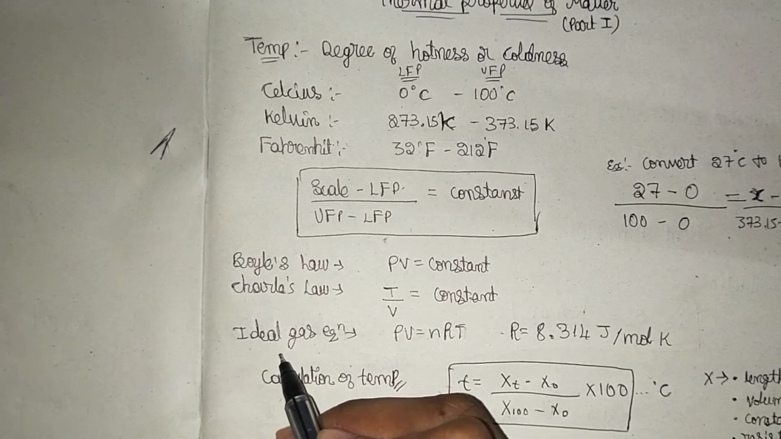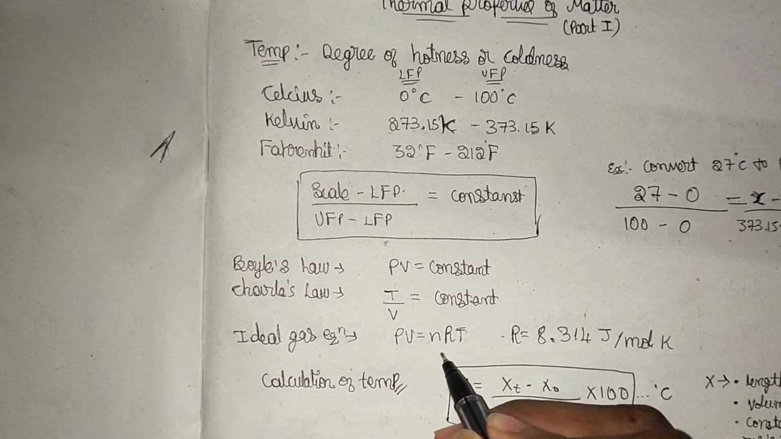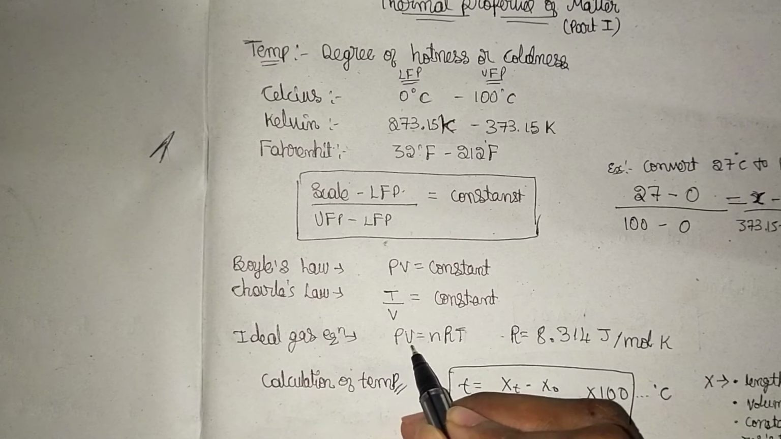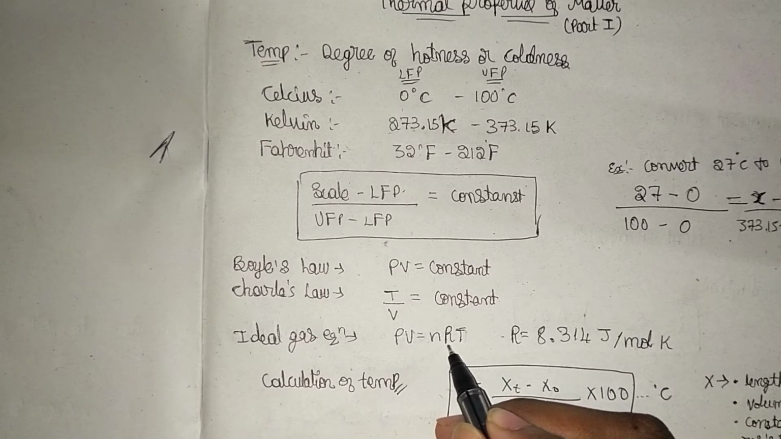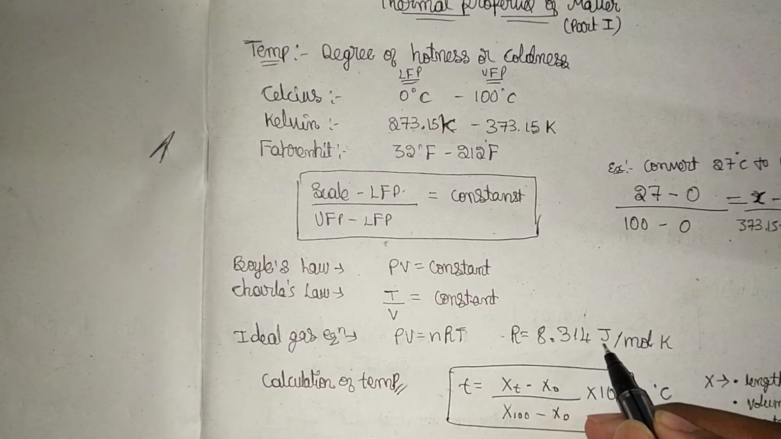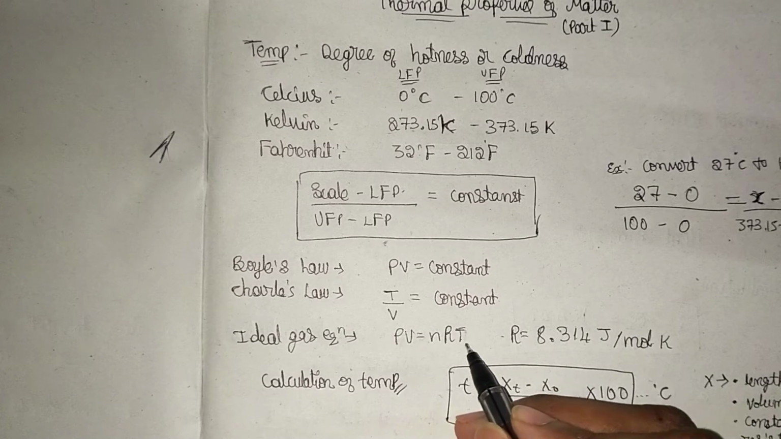And the ideal gas equation is PV equal to nRT, where P is the pressure, V is the volume, n is the number of moles, R is the universal gas constant given by 8.314 joule per mole per Kelvin, and T is the temperature.